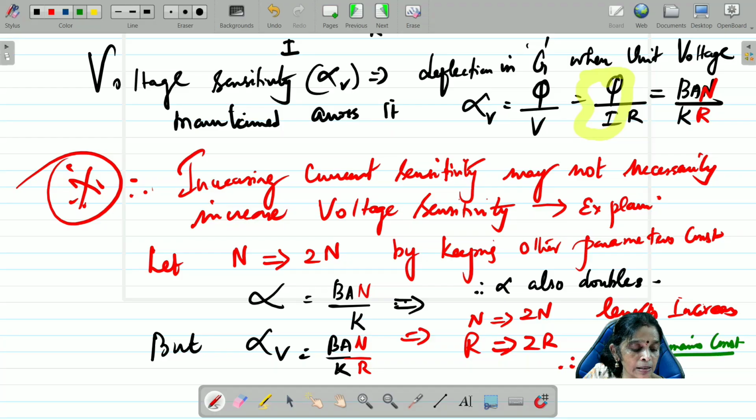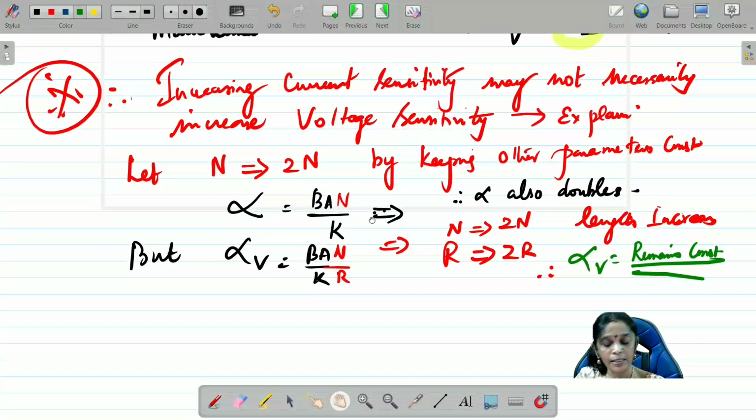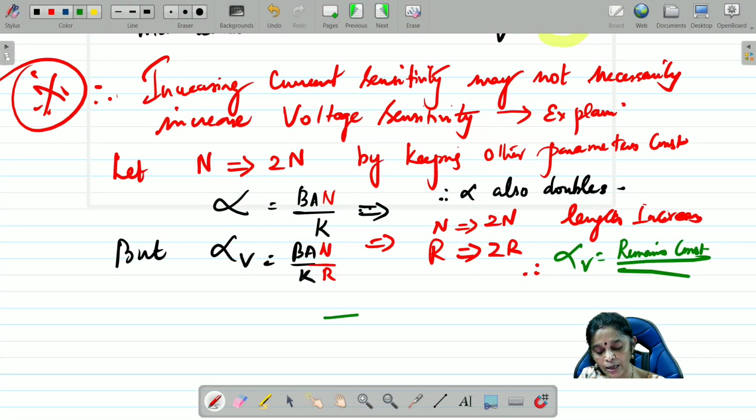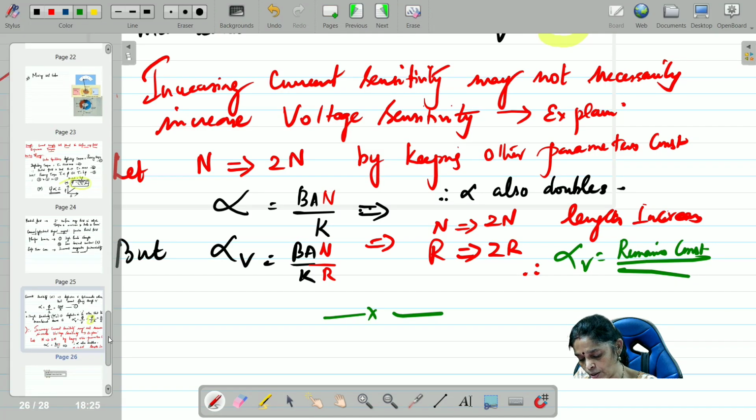That is what, children, is asked. So voltage sensitivity doesn't change, it remains constant. Such a million-dollar important question. So I hope you understand this concept, children. Right?